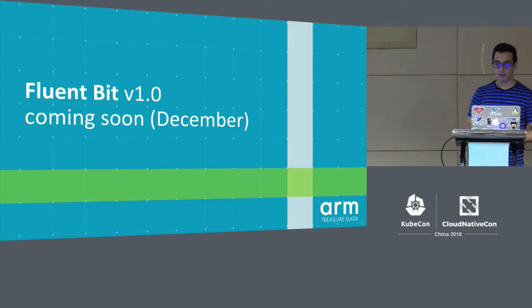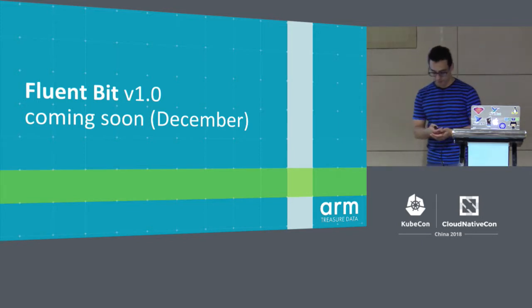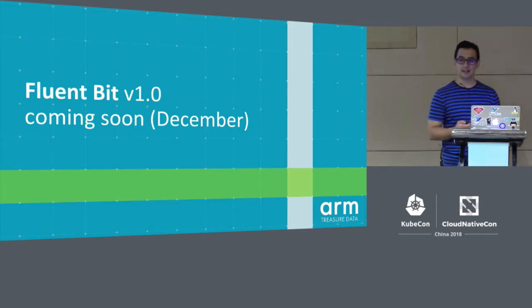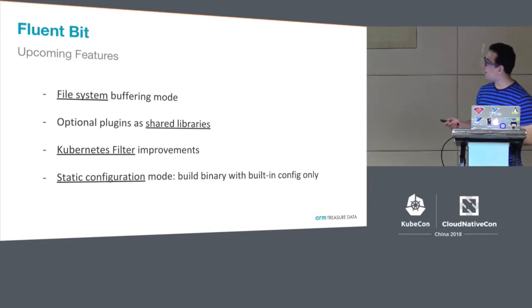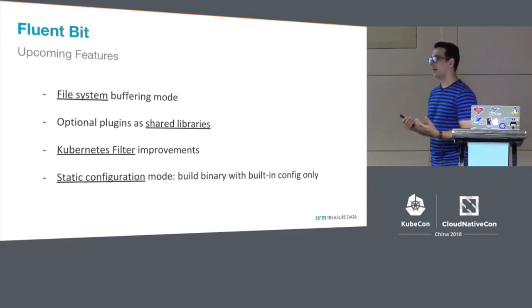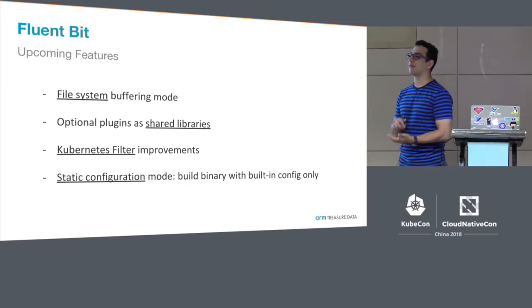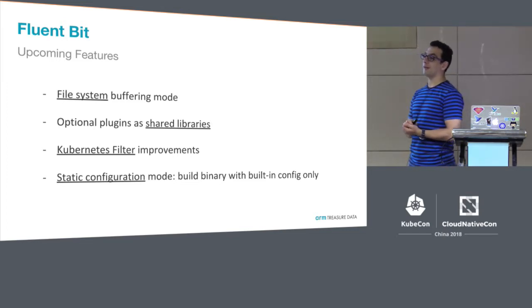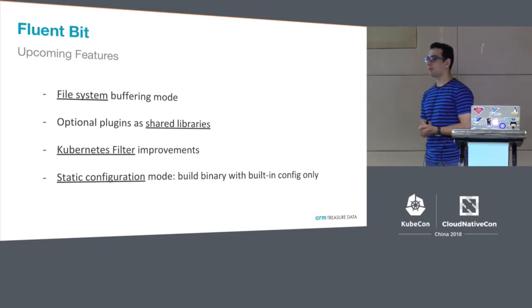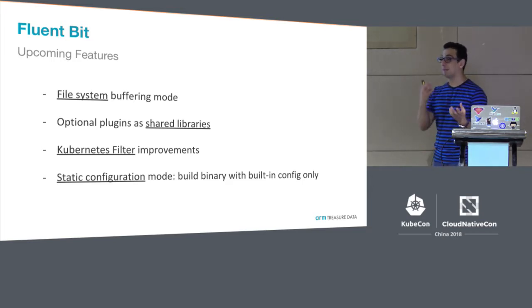And now we are preparing for Fluent Bit 1.0 to be released in December at KubeCon. And one of the specific features that people were asking a lot about is file system buffering. When you are processing the data, I mentioned at the beginning that you have buffering, right? By default, the buffering is just in memory. For example, Fluentd, from the beginning, has buffering in the file system and in memory.